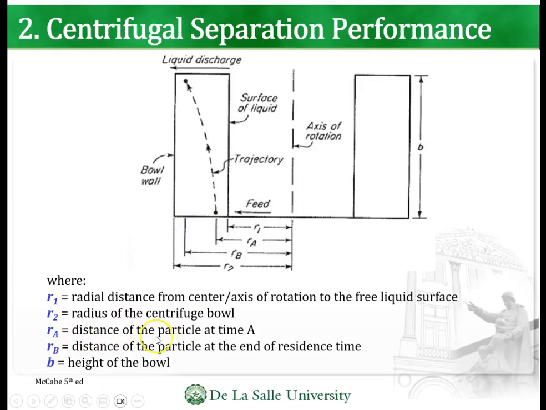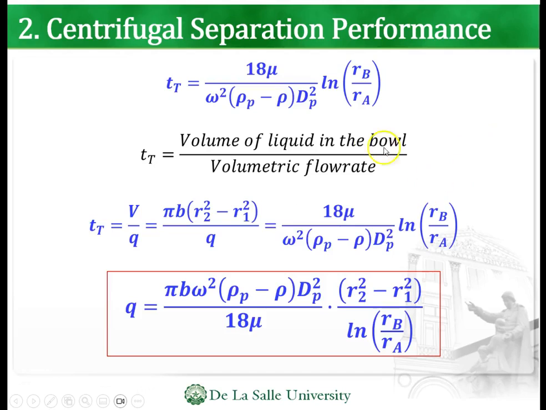RA is the distance of the particle at any time A, this one. And then RB is the distance of the particle at the end of its residence time. And then B here is the height of your bowl. And also, you can see here that this is the surface of the liquid. And then the trajectory, the direction of the particle, because it's being fed on top at the middle, it would go down here and then start at the bottom and then be spun, and then it would go out towards the wall.